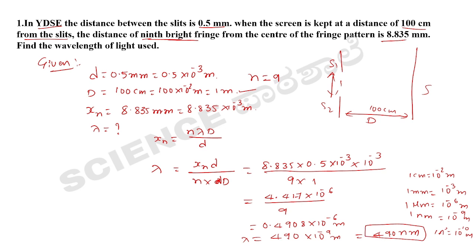Clear? Find the wavelength of light used, that is 490 nanometer. You have to note all these points. Please do your calculations, because I might be wrong. That's why you have to take a calculator and do the calculation part.